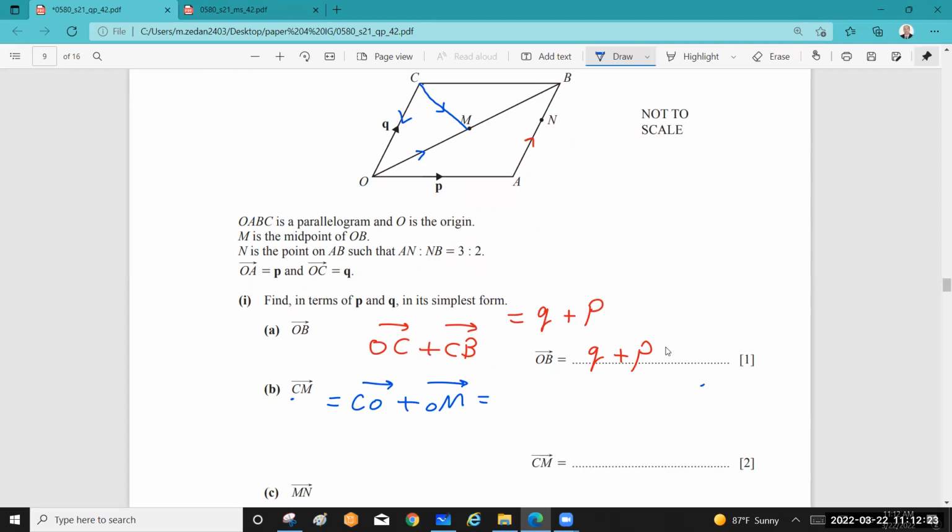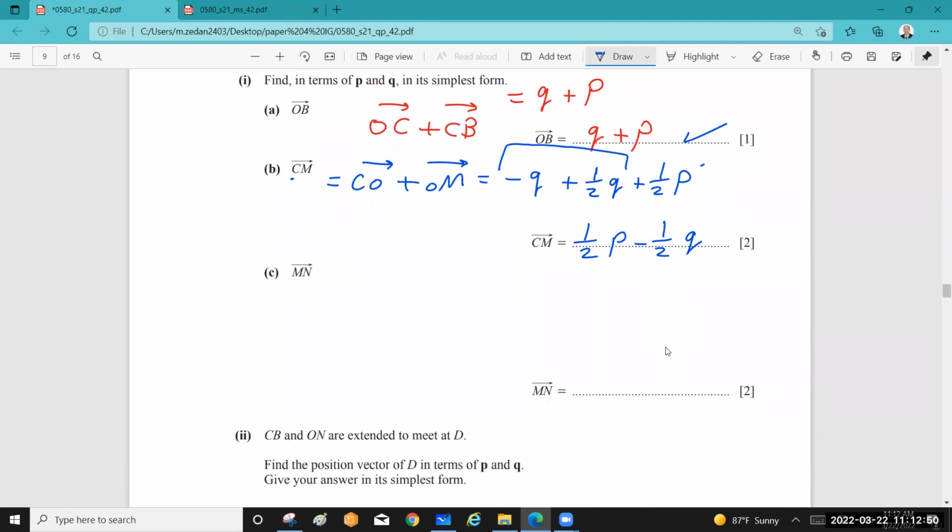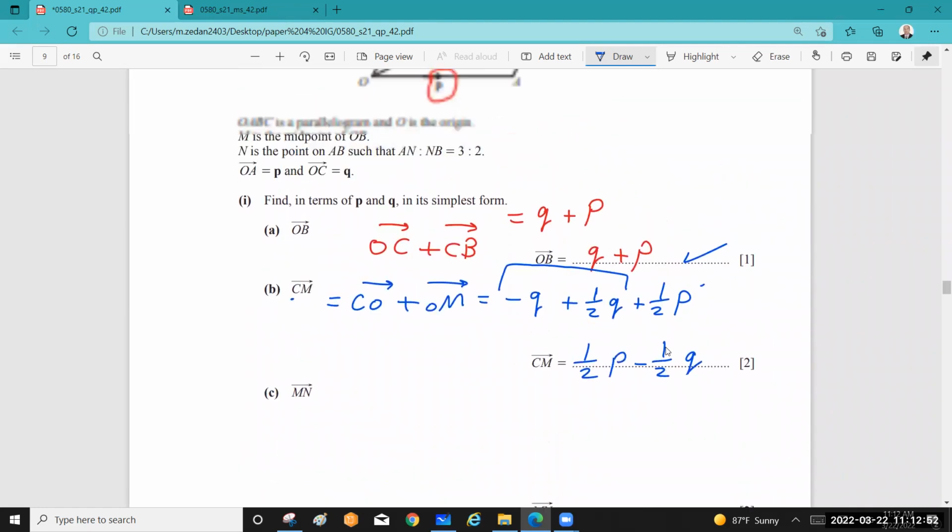CO is negative Q, simply the opposite direction, plus OM. OM now is a midpoint. M is the midpoint of the diagonal. I just calculated the diagonal OB as Q plus P. So I have half Q and half P now, half the diagonal. So the answer is half P minus half Q. I just add half Q plus negative Q, these two like terms.